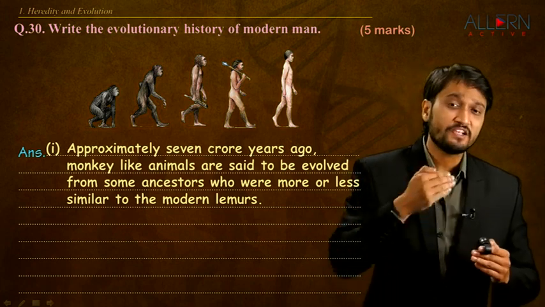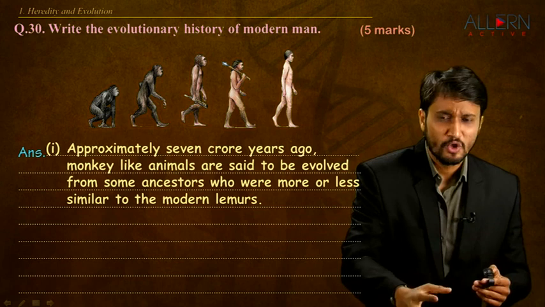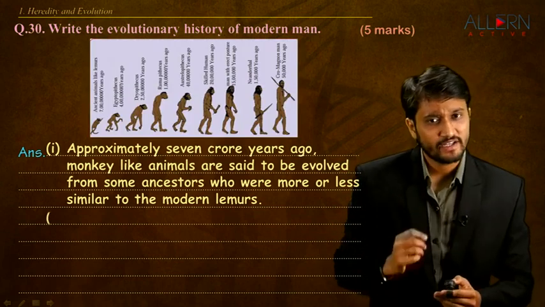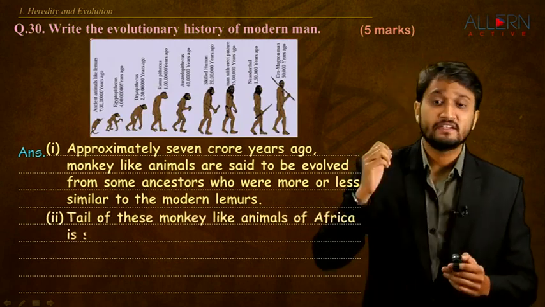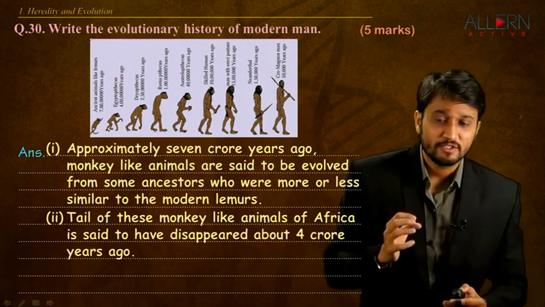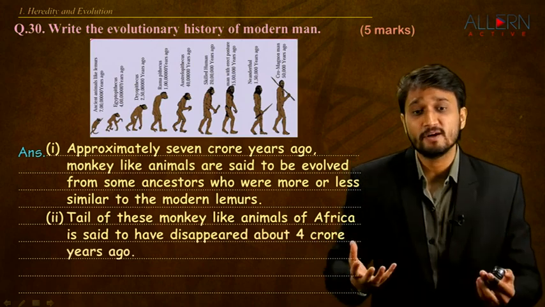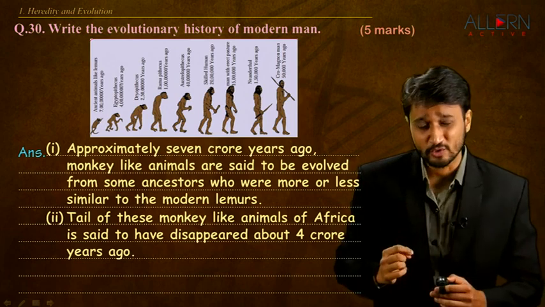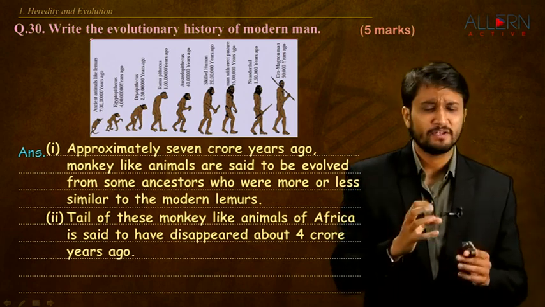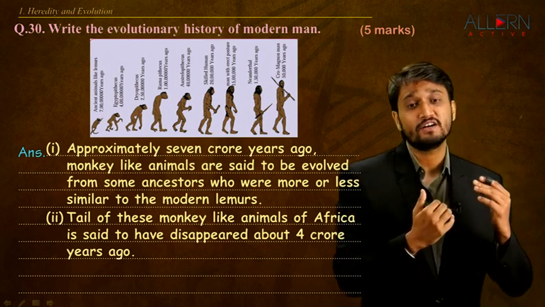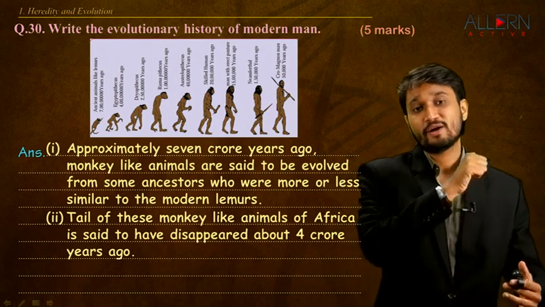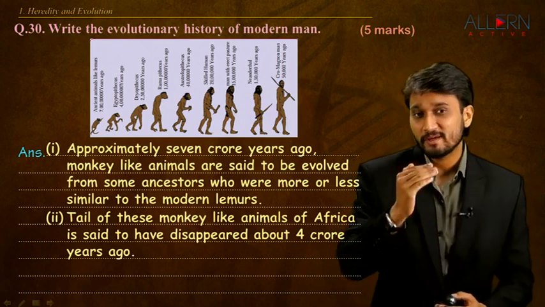So we were very similar to these lemurs, and then we started becoming more and more monkey-like, our ancestors. Then we fast forward to 4 crore years ago. So what were the changes that happened during that time? Let's have a look over here. The tail of the monkeys, like animals of Africa, is said to have disappeared approximately 4 crore years ago. So this was the major change that happened. The tail started to disappear because we started living more on the land as compared to the trees. So the requirement for the tail became less.